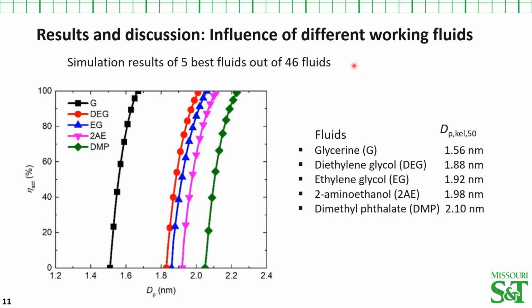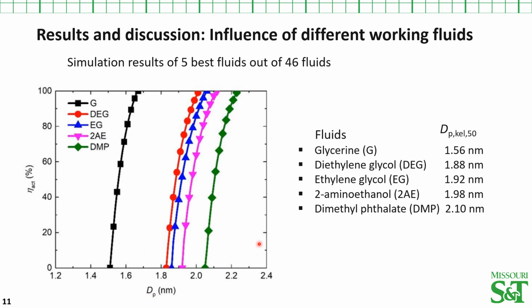Our next task studied the influence of working fluid. Working fluids play a significant role in CPC performance in measuring sub-3 nanometer particles. We identified the 5 best fluids out of 46 fluids that can achieve the lowest dp50, distinguished with different colors in this figure. Glycerin shows a distinctly smaller dp50 value, in this black color curve, compared to the other 4 working fluids.